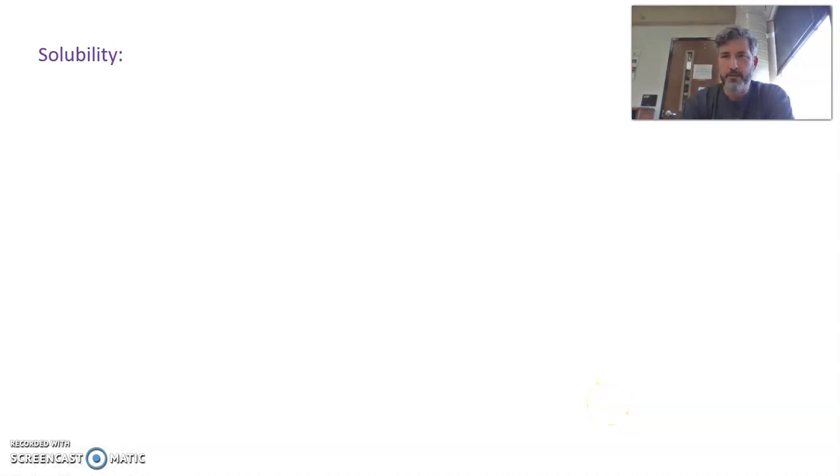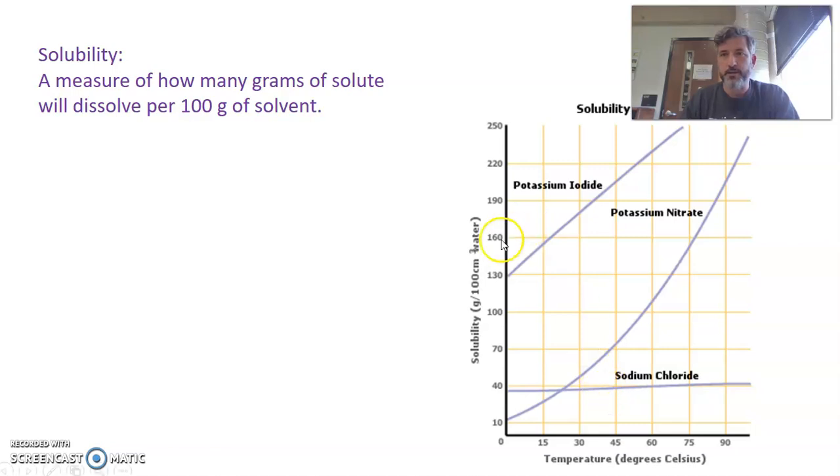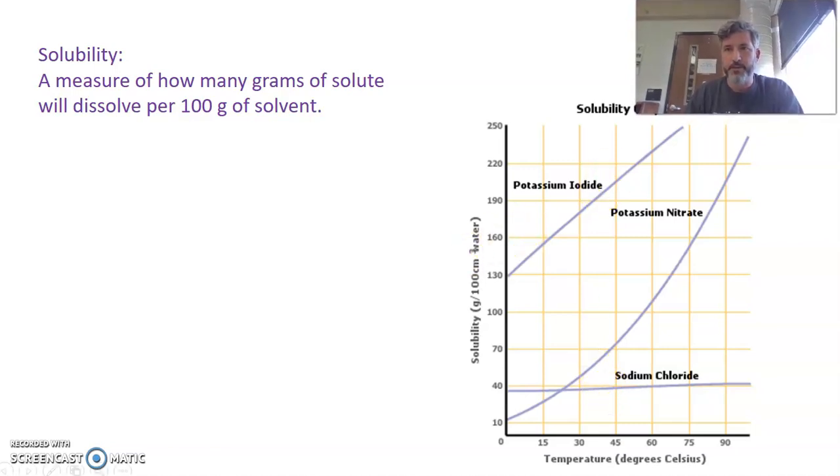Okay, guys, so we've talked a little bit about solutions. Today we're going to talk about solubility. Solubility is just a measure of how much of the solute you can dissolve in the solvent. Specifically, it's how many grams of solute you can dissolve per 100 grams of solvent. Here you see a little chart that's going to help us with this.